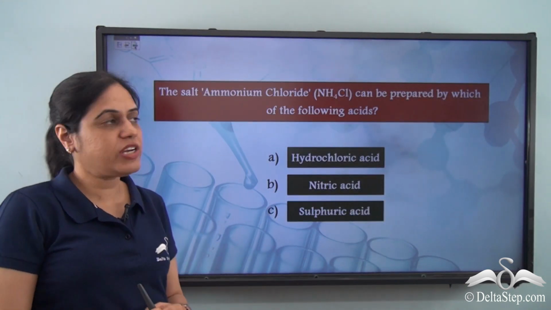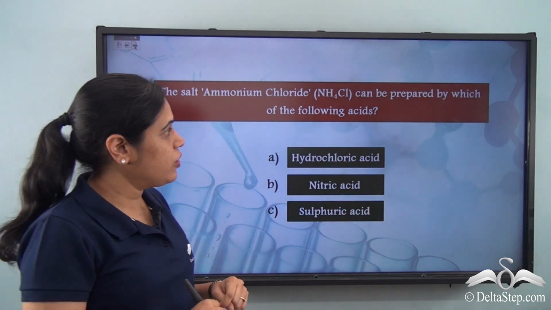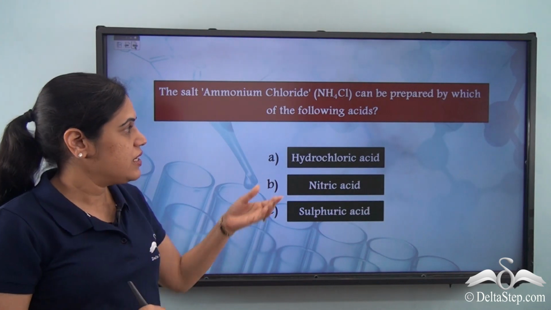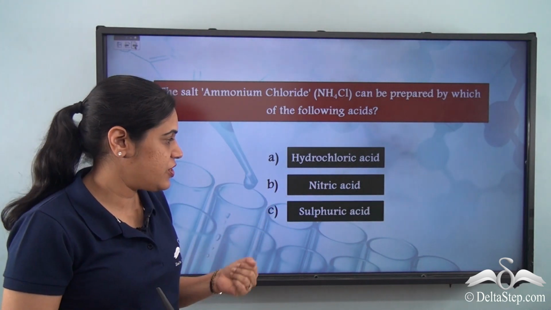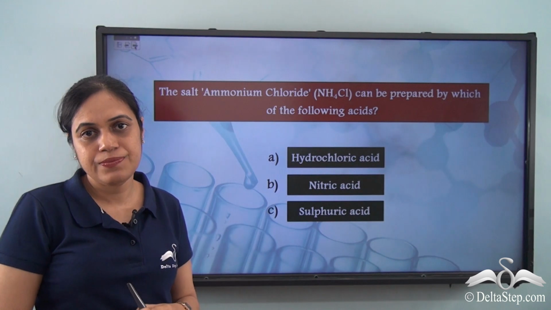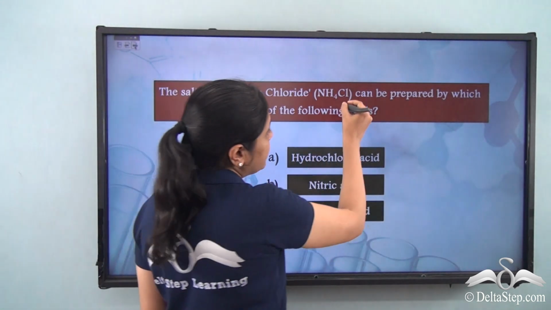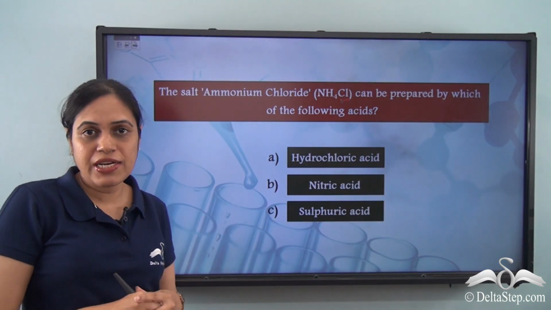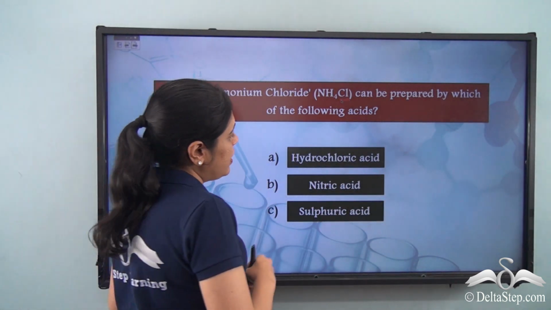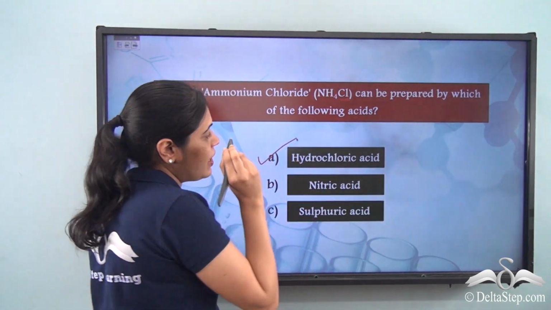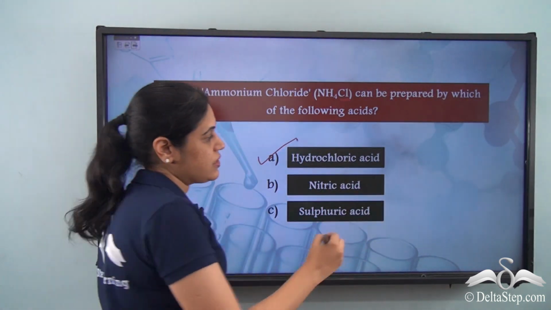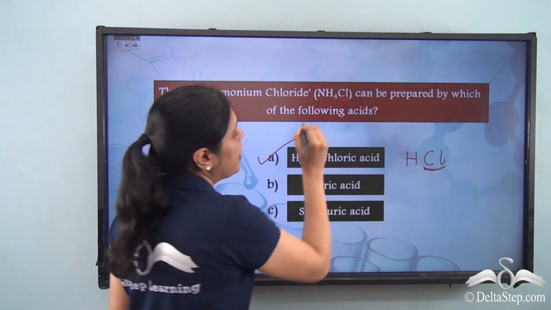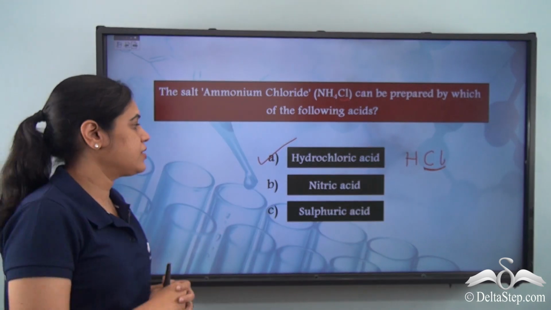Now, can you answer this question? The salt ammonium chloride can be prepared by which of the following acids? Is it hydrochloric acid, nitric acid or sulfuric acid? Now as we can see, the ion present here is the chloride ion. So it can be prepared by using hydrochloric acid, HCl. So the chloride ion comes from the hydrochloric acid.